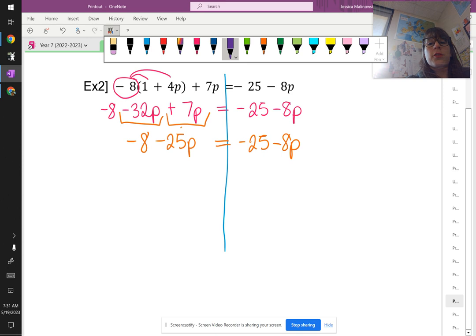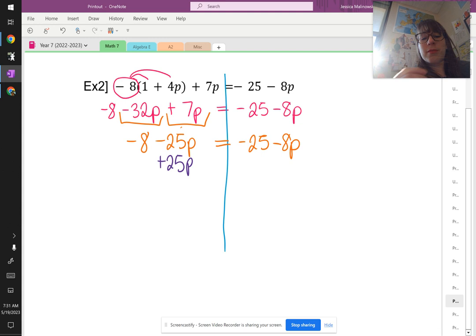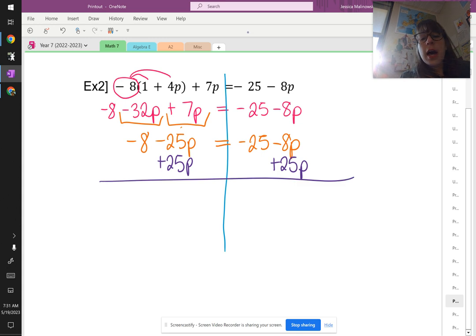All right, up next, our goal of equation solving is to isolate the variable. We can't possibly isolate a variable if it's in two different places, on two different sides of the equal sign. So we're going to use inverse operations to move one of those over. To avoid that negativity, we're going to move the smaller one over by adding that 25p to both sides. Adding the 25p because we're trying to cancel out the minus 25p, and the inverse of minus is addition.